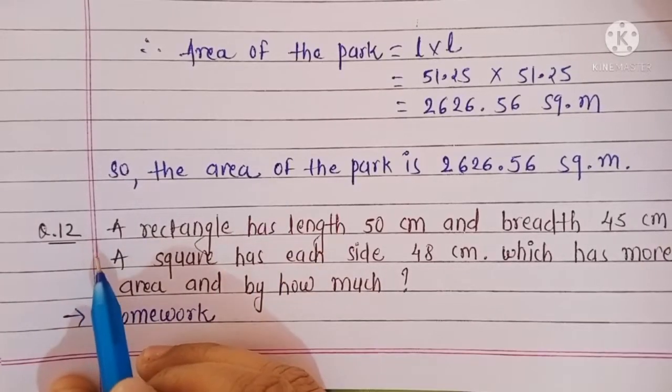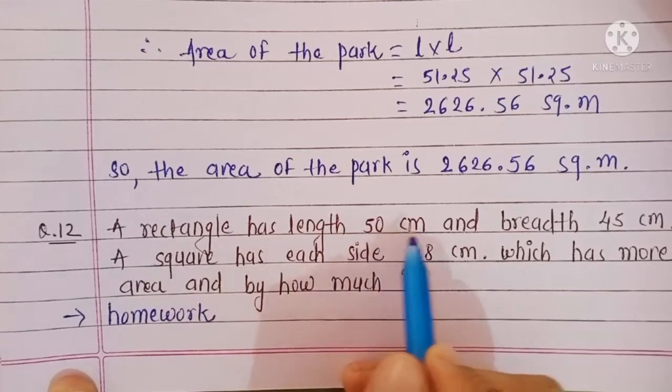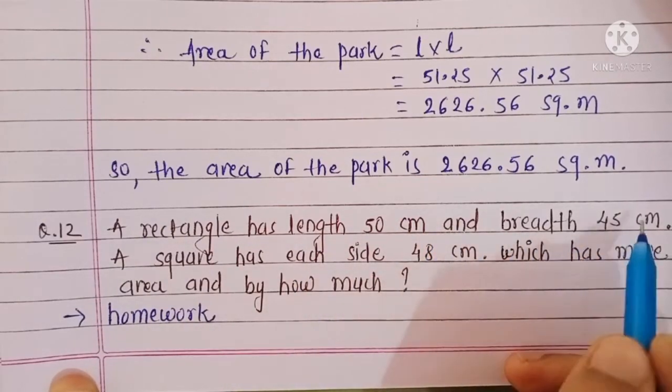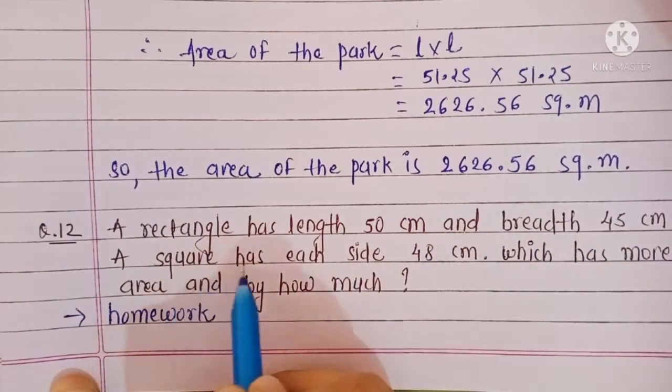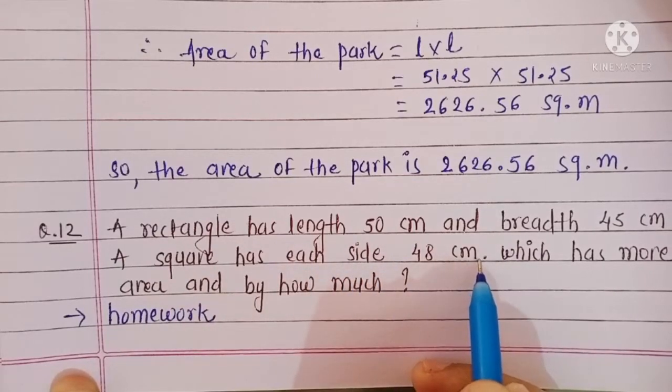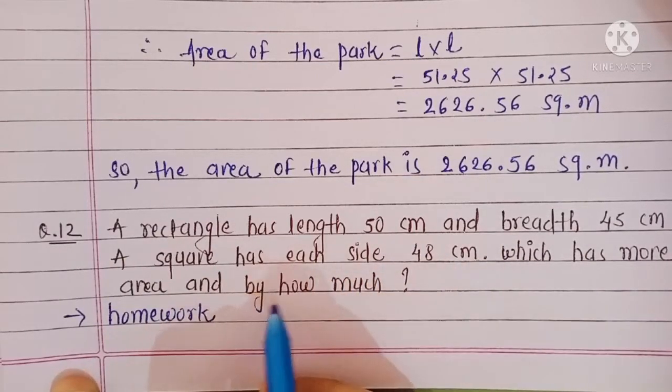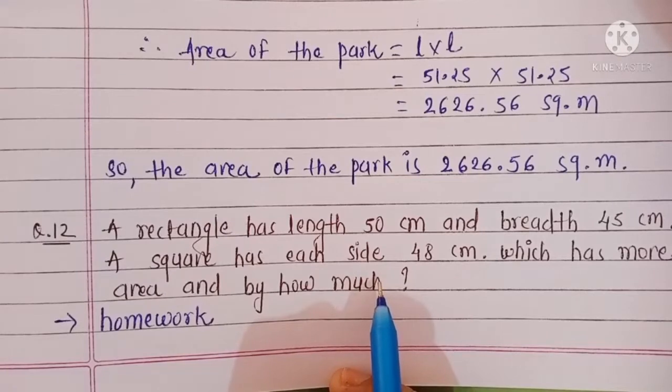Next, question number 12. A rectangle has length 50 cm and breadth 45 cm. A square has each side 48 cm. Which has more area and by how much? तो यहाँ पे रेक्टेंगल का डायमेंशन एंड स्क्वायर का डायमेंशन गिवन है एंड हमें दोनों का एरिया फाइंड करके दोनों को कंपेयर करना है. So do this in your homework.